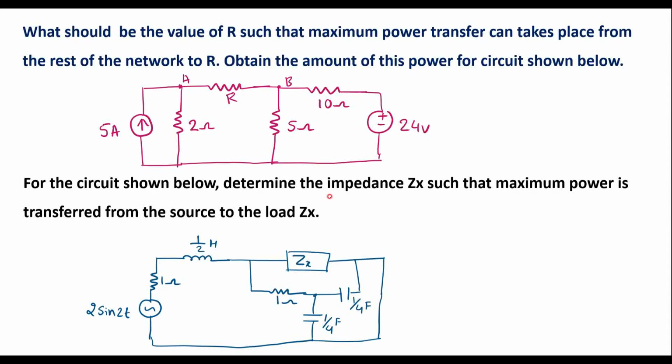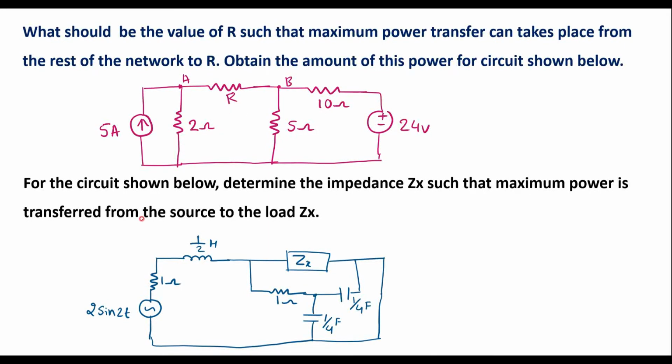In this video, let me consider two numericals on maximum power transfer theorem. What should be the value of R such that maximum power transfer can take place from the rest of the network to R? Obtain the amount of this power for the circuit shown below. So for this circuit, we are supposed to find the value of R such that the maximum power will be delivered.